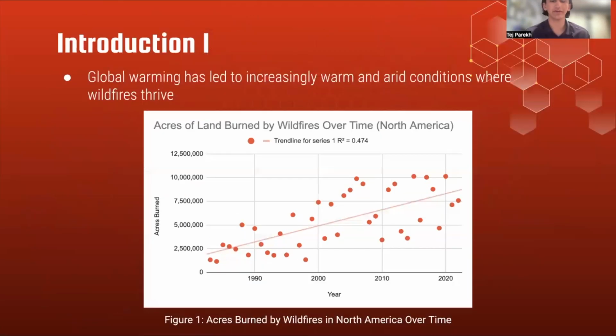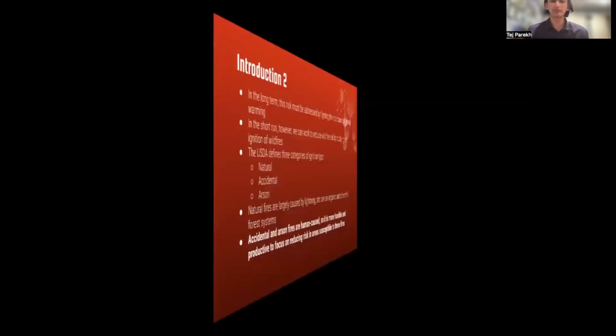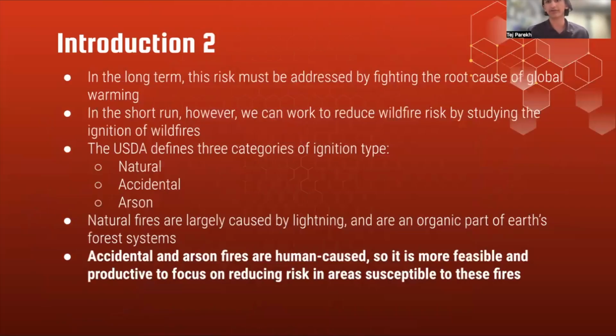So you probably already know this just by looking up at orange skies last year and watching the news from time to time. But wildfires are a very big issue right now. Over the past 40 years or so, we've seen a steady increase in the number of acres burned by wildfires in North America. The reason for this is global warming, leading to more warm and arid conditions where wildfires thrive. In the long term, this risk has to be addressed by fighting climate change. But in the short run, we can work to reduce wildfire risk by studying the ignition of wildfires.